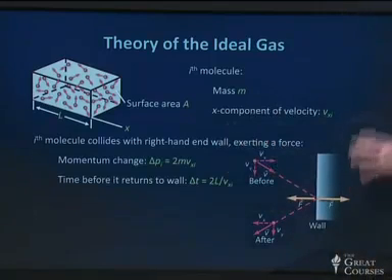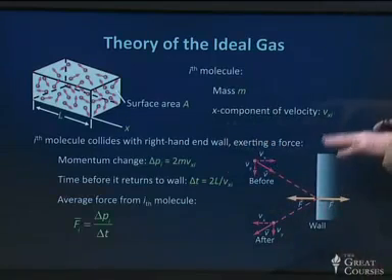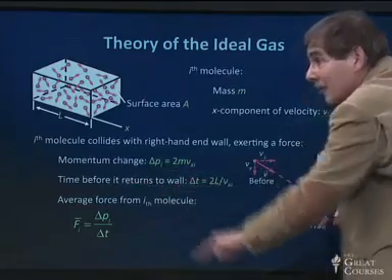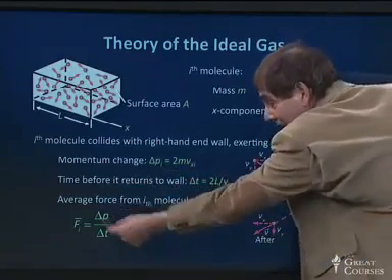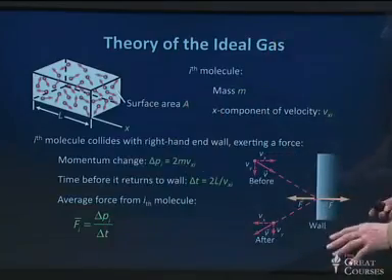So it's going to return to the wall after that much time, and therefore the average force it exerts, the average force is going to be Fi, average with the bar for average, the change in momentum with respect to time, the rate of change of momentum on average. Now, that's not what really happens. What really happens is, bang, it has a collision, and there's a great big change in momentum briefly, and then there's nothing for a while, and it comes back, bang, again.